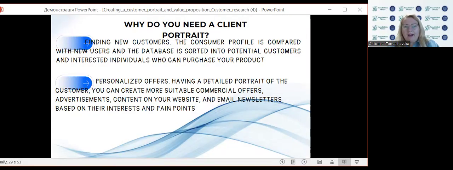Why do you need a customer profile? Let's consider the most important reason: finding new clients. The customer profile can be compared with new users, and the database can be divided into potential clients and people who may either purchase your product later or forget about your company. This way, you immediately see who needs your product right now and who is only considering it for the future.